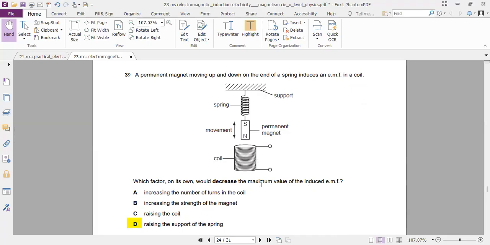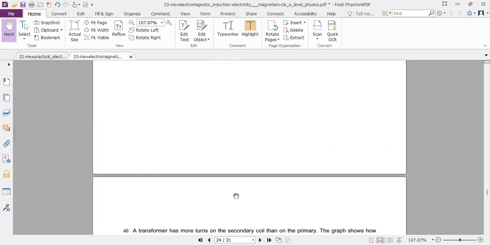So which factor would decrease the maximum value of the EMF? If you raise the support of the spring, that will make the magnet far from the coil and less EMF will be induced. All the others will actually increase it. Raising the coil, increasing the strength of the magnet, and increasing the number of coils will also increase it.